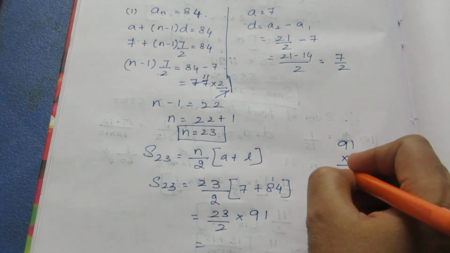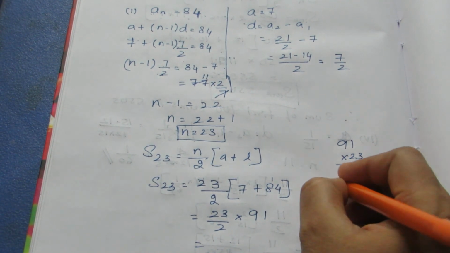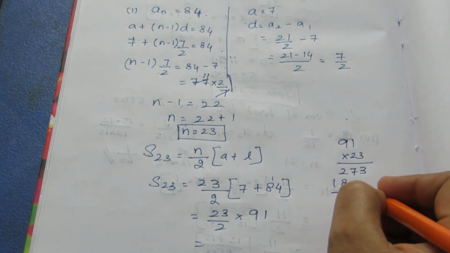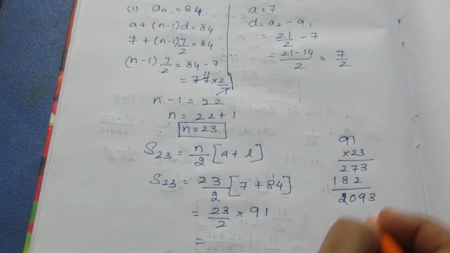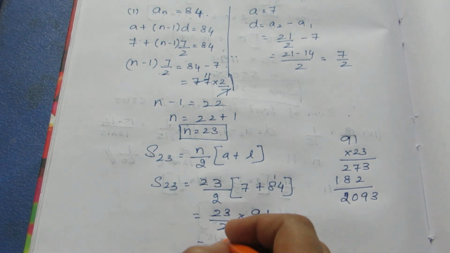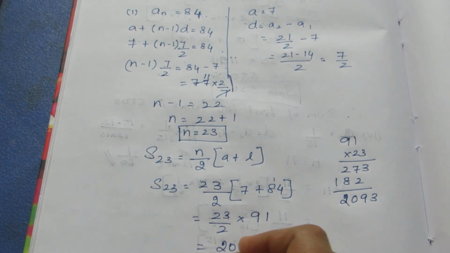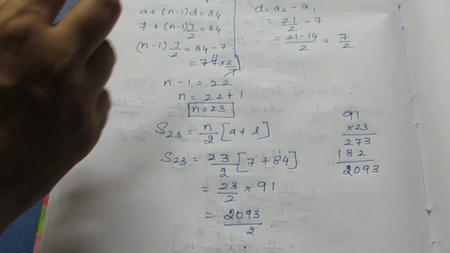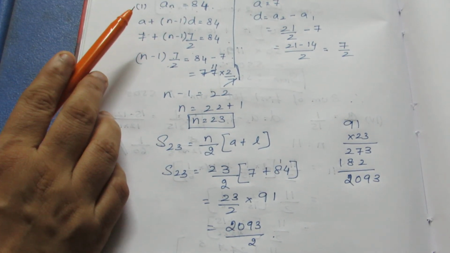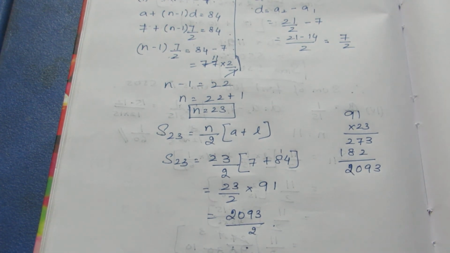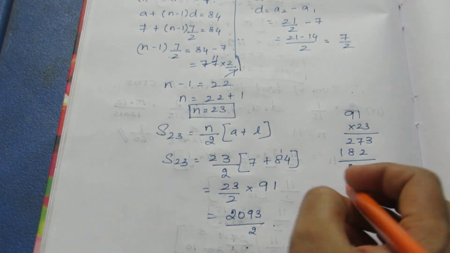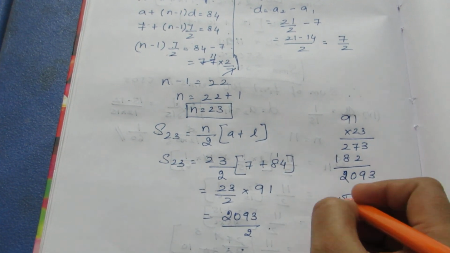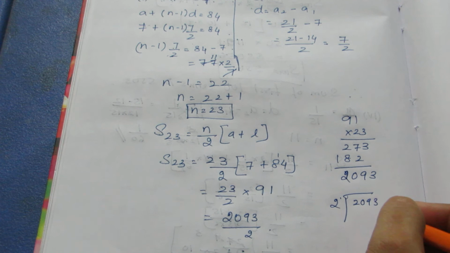Here 3 1s are 3, 9 3s are 27, 2 1s are 2, 9 2s are 18. Now we get 2093 divided by 2. We can't leave this as it is because they have given one number in mixed fraction in the question. We need to submit the answer in mixed fraction. So dividing 2093 by 2, we want a quotient and a remainder.